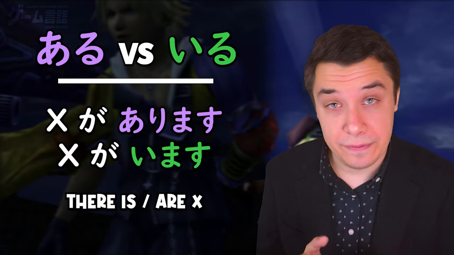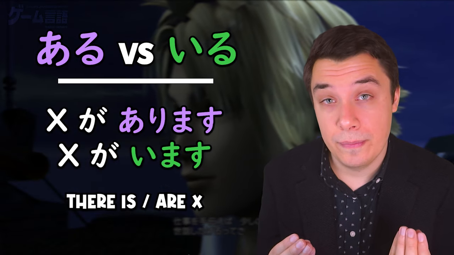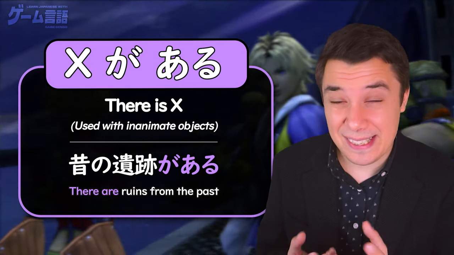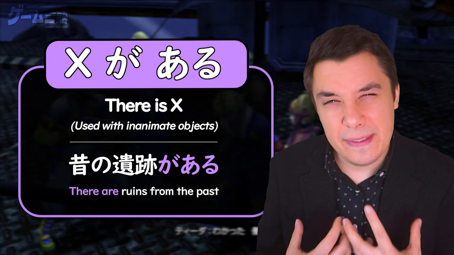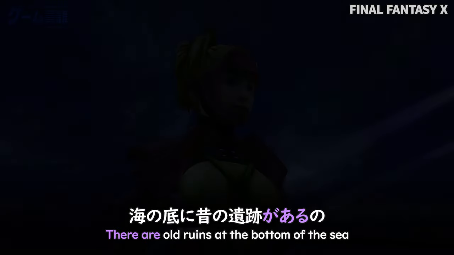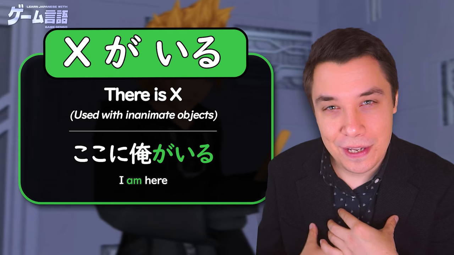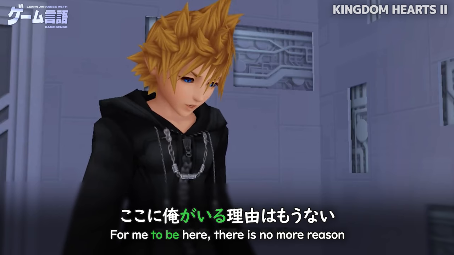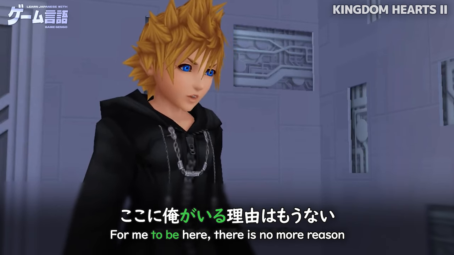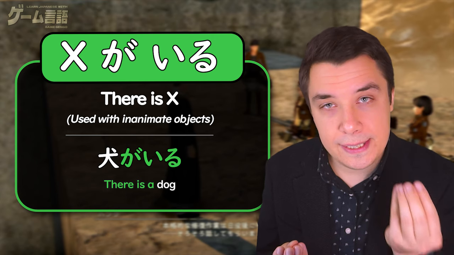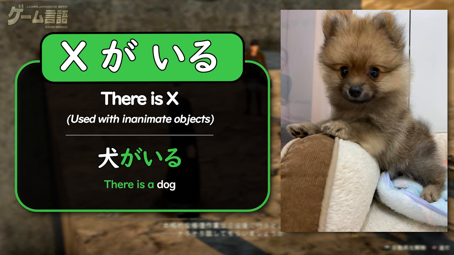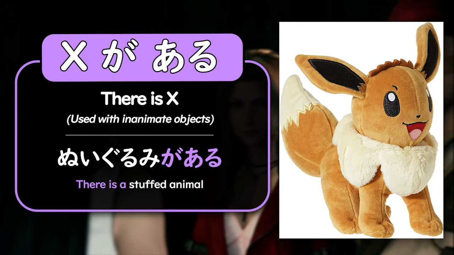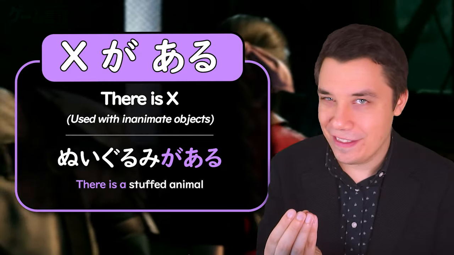And really simply, the difference between ARU and IRU is ARU is used with non-animate objects. That means something that doesn't live, something that doesn't have a sort of life form to it. The other one, IRU, this is used with living things. So if you see something that has a soul or a life or is alive, you would use IRU, not ARU. ARU is for inanimate objects, things that are not alive.